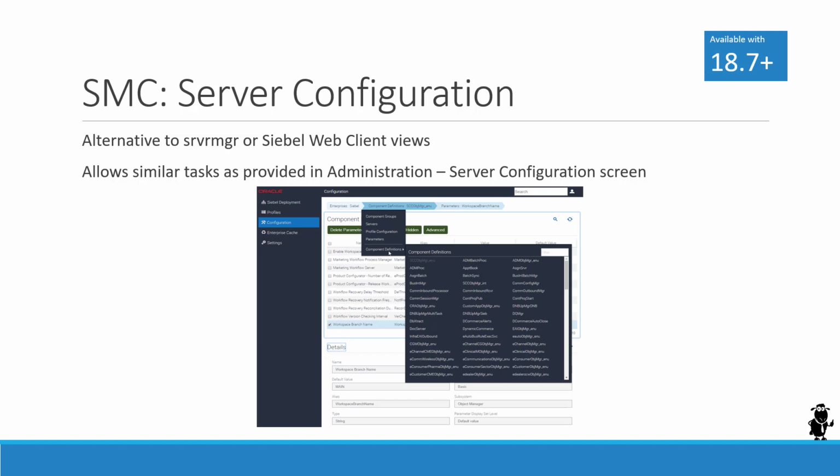And finally, in 18.7, the server configuration pages were included in the Siebel Management Console. They provide an alternative to the Server Manager command line or the Siebel Web Client views, which still exist and can be used for the same purpose, but allow administrators to go through a lightweight interface and provide a subset of similar tasks as is provided in the administration server configuration screen.